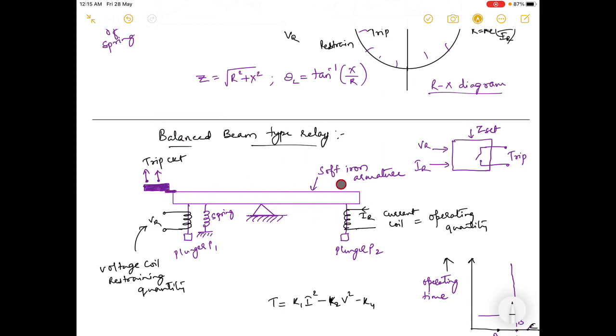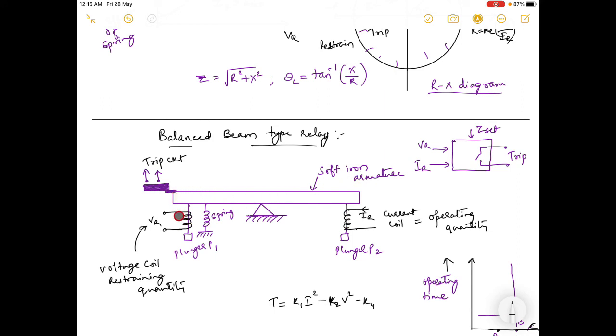is made up of a soft iron armature. Okay, here this is a beam, it is balanced. There are three things actually. One is the current coil, another is the voltage coil, which is restraining, and this is the operating coil. Restraining means it opposes, so the spring is also opposing. So initially this side will be down and this side will be up. So initially it will not be making any contact.